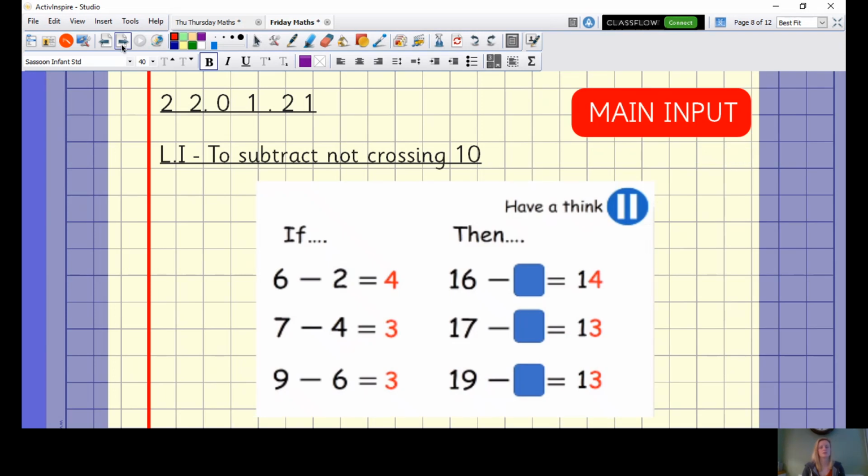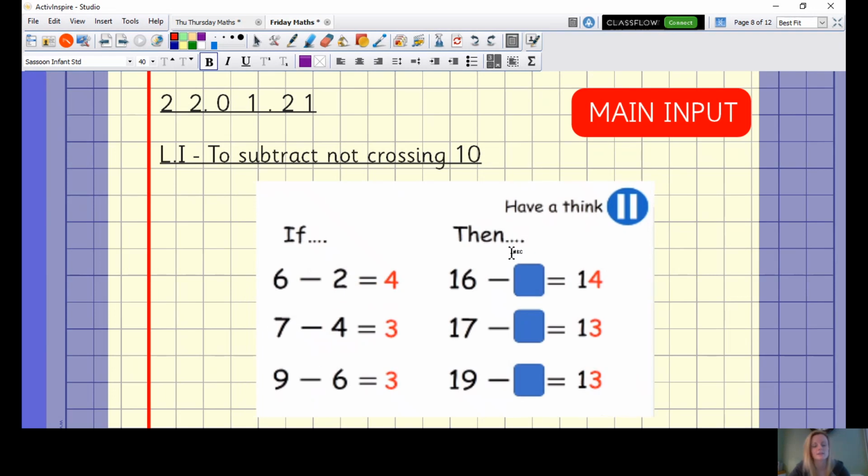Fantastic. Right, we're going to look at these types of questions. So they relate to the ones we've just done. So 6 minus 2 equals 4. 16 minus 2 equals 14. So they both have 10s. Okay, so they're in the teens. So they have 10 and 6 and 10 and 4. So I want you, maybe you could press pause and have a think. What would be those answers?